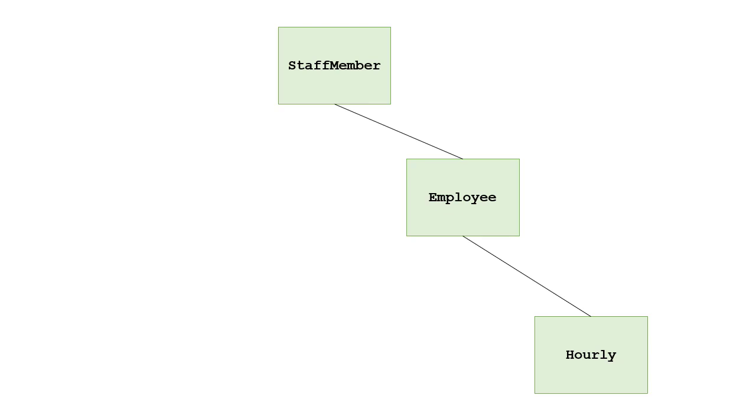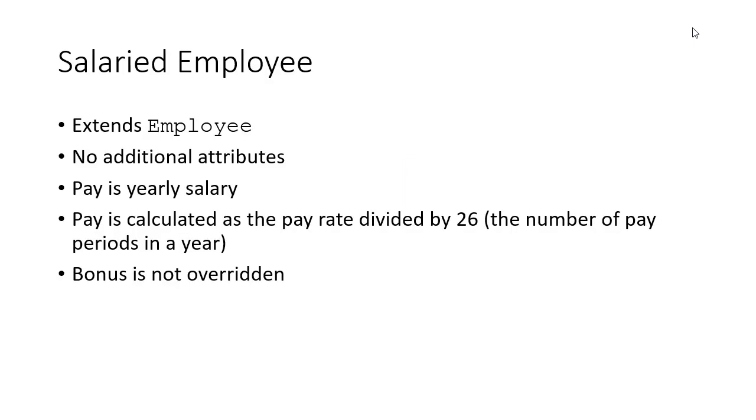The next class we're going to add is another derived class of employee. This time we're going to have a salaried employee. Now a salaried employee will still extend employee, but we're not going to need any additional attributes because employee already has a pay rate. Now the pay rate is going to represent the yearly salary for a salaried employee. So to calculate their pay, we'll need to divide their pay rate, which is their yearly salary, by 26, which is the number of pay periods in a year.